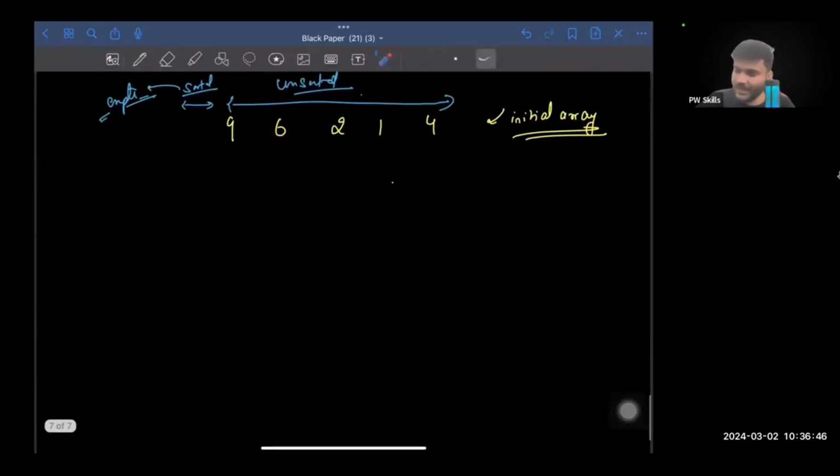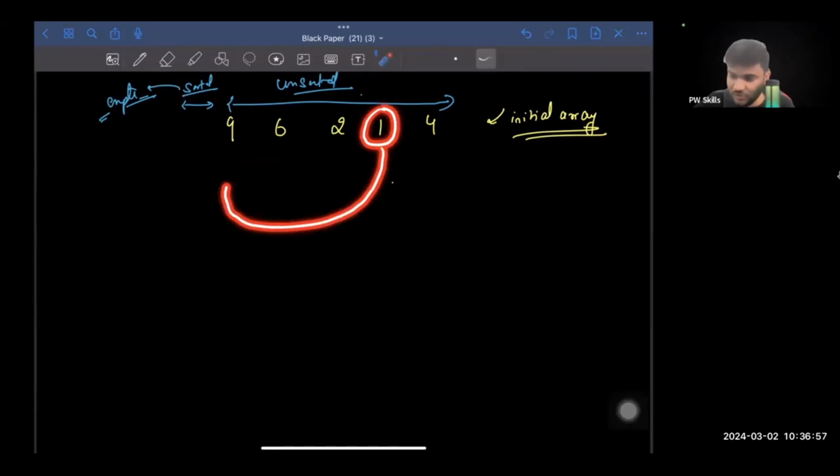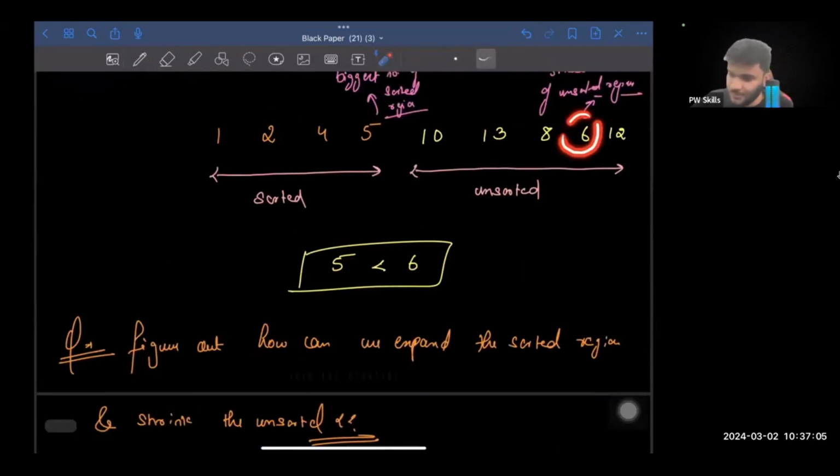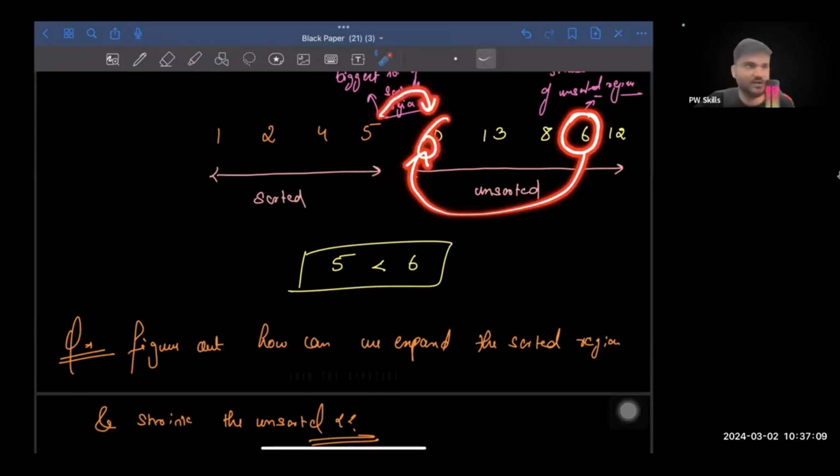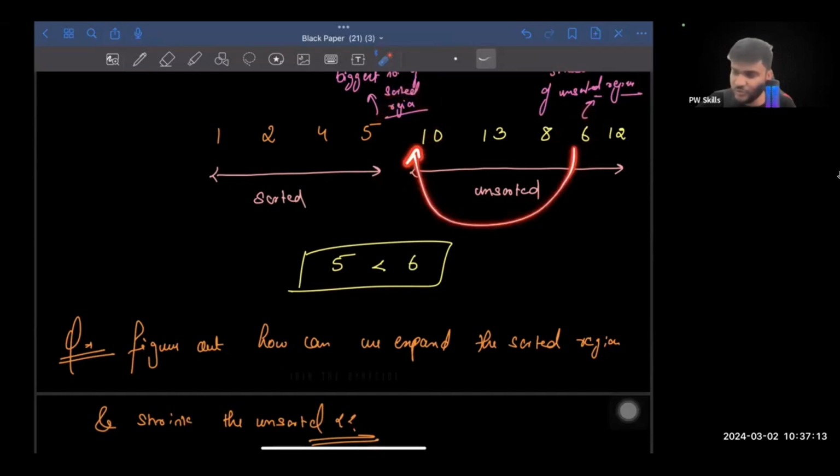So in this region, what is the minimum element? The minimum element is 1. And what did I suggest? You swap the minimum element with the first element of the unsorted region. See, you want to swap 6 with 10, then only you will put 6 after 5, right? Our agenda is to put 6 after 5. If you want to put 6 after 5, you need to swap 6 with 10.